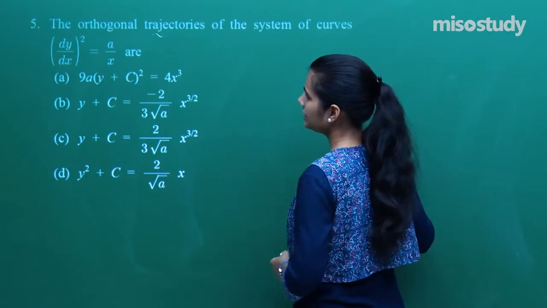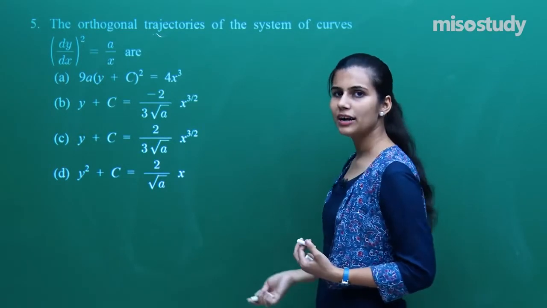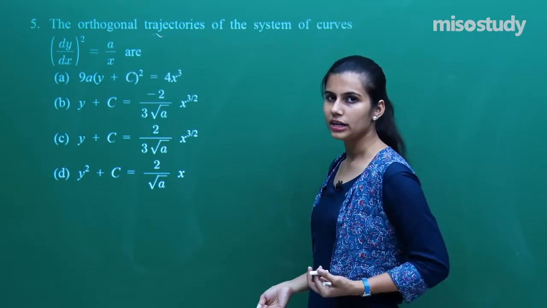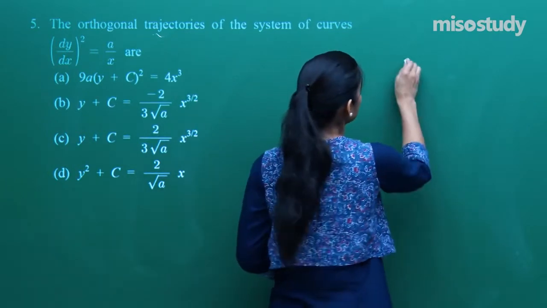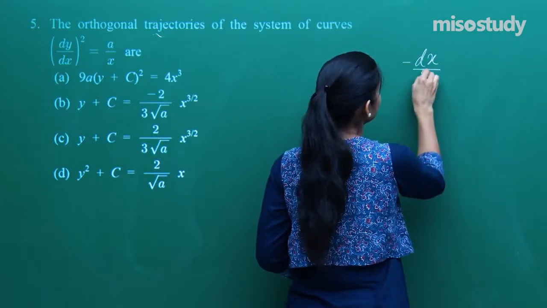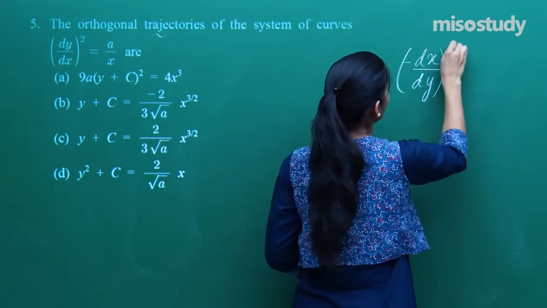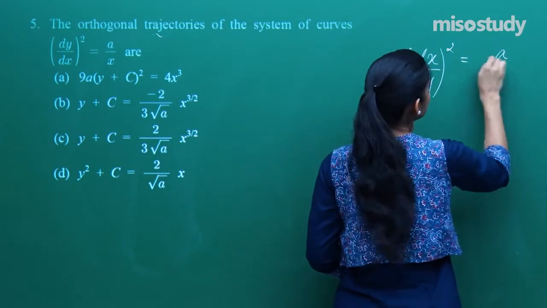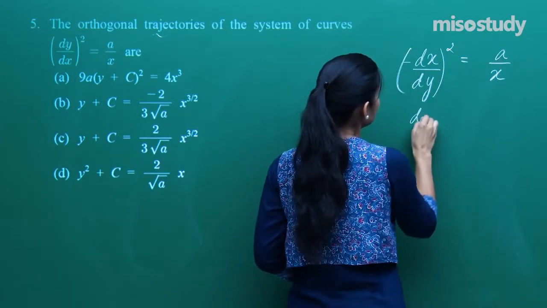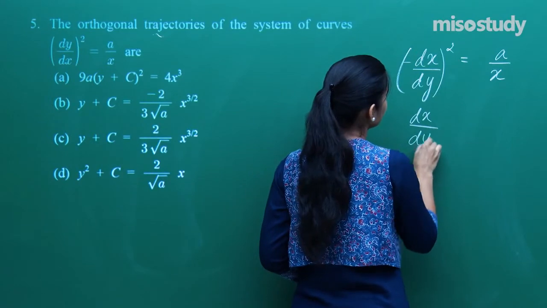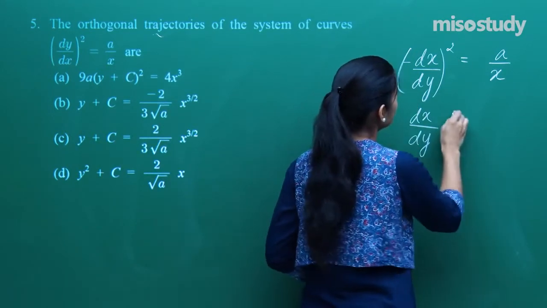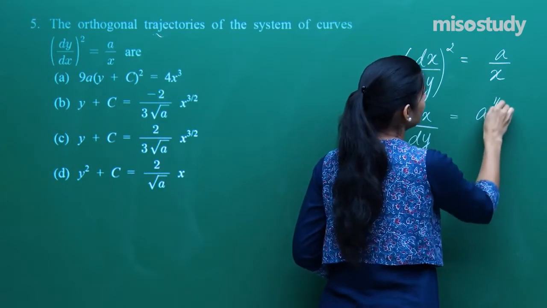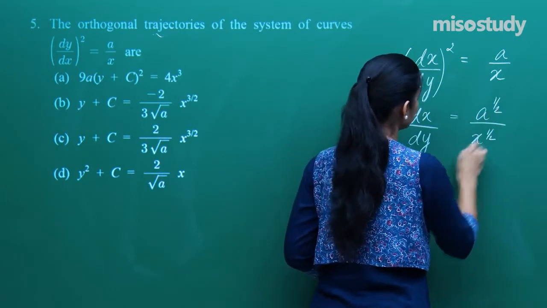Now you have (dy/dx) whole square equals a by x. Already you have dy by dx with you. You know the drill. You need to replace dy by dx by minus dx by dy. So when you replace, you get (minus dx by dy) whole square equals a by x, which gives you dx by dy as a to the power 1 by 2 upon x to the power 1 by 2.